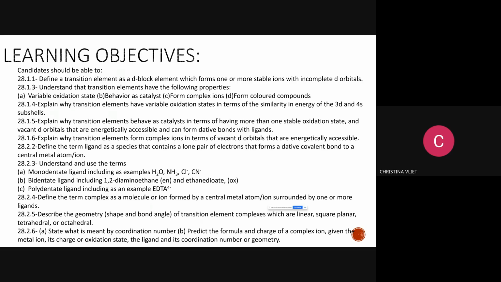The first one says define. Define means they want a word for word definition. So define what a transition element is. It is specifically a d block element that forms one or more stable ions with an incomplete d orbital. We'll talk more about that when we get to that slide. But when they say define, whatever they write afterwards in the standard is what they want you to rehearse. That's a rehearsed answer on a Cambridge exam. Just give the word for word.